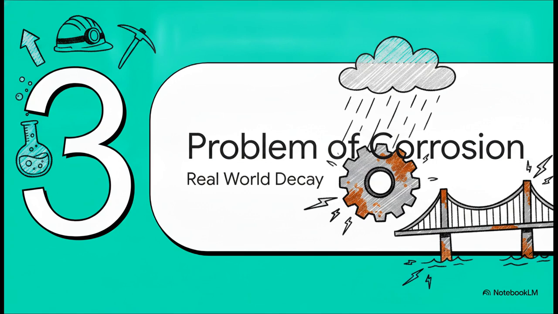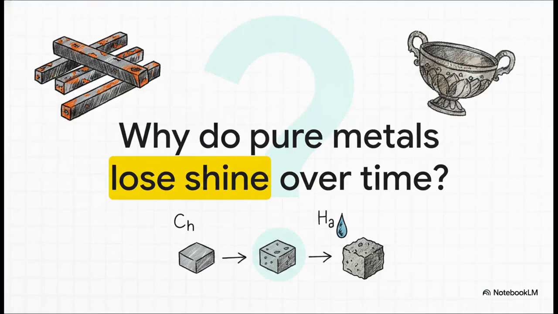The real world takes a toll. We spend all this energy extracting and purifying our metals, right? But what actually happens when they face the harsh realities of the outside environment? Have you ever noticed the old iron bars of a building rusting away? Or perhaps an old silver ornament turning a dull, blackish color? Why exactly do pure metals lose their shine over time? Let's uncover the chemistry of this decay.